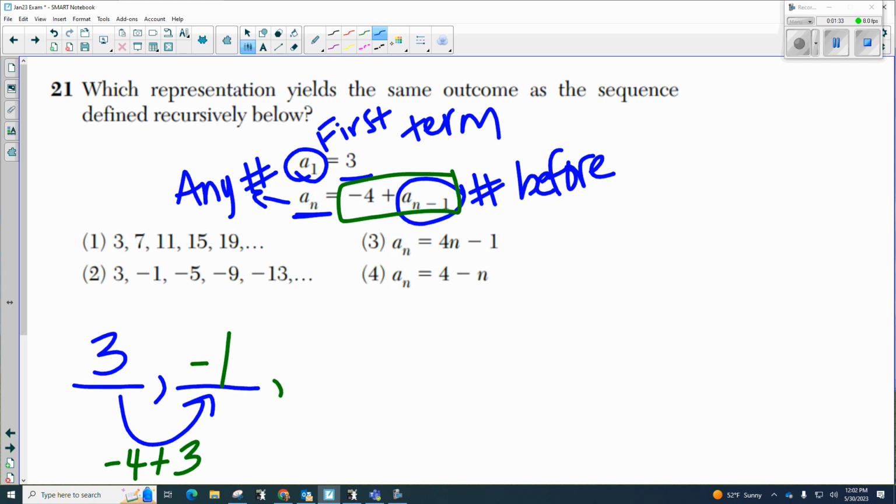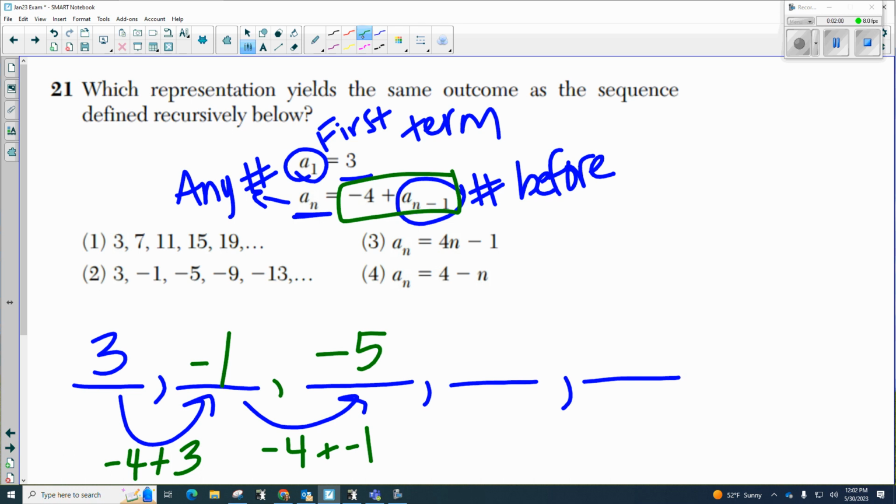Okay, now we're going to continue that pattern to find the next term in the sequence. This time I'm still going to start with this -4, but the previous term is -1. It's not 3. So I'm going to do -4 plus -1, or -4 minus 1, which is -5. Then you can keep continuing this pattern. Start with the -4 and add it to the previous term, which in this case was -5. -4 plus -5 is -9.